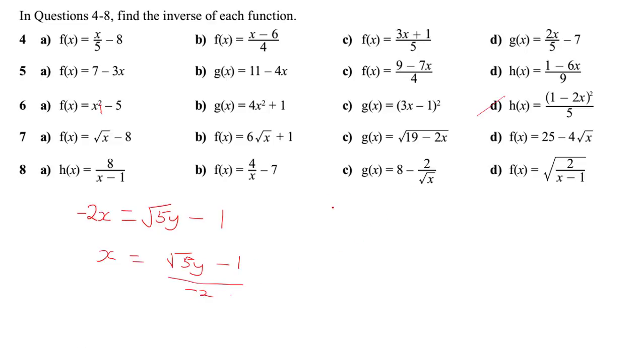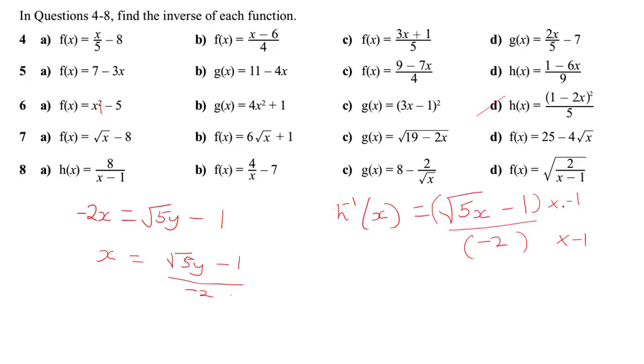So now therefore x becomes the inverse. It was h of x, it becomes h minus 1 of x. That becomes root 5y, and now we agree that y becomes x, minus 1, over -2. Now what you can do if you want to remove this -2 is to do this. You can times the top by -1 and you times the bottom by -1. A fraction is a fraction, as long as you do the same thing to the top and to the bottom, the value of the entire fraction doesn't change.